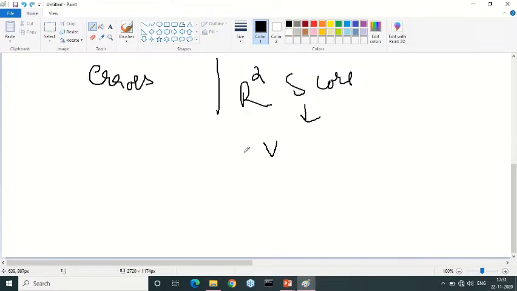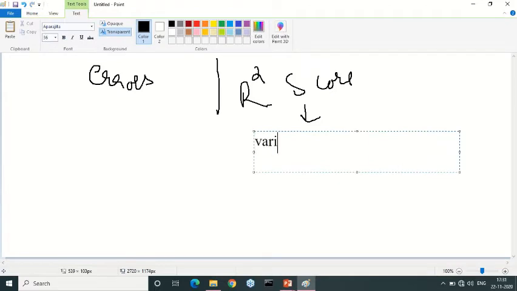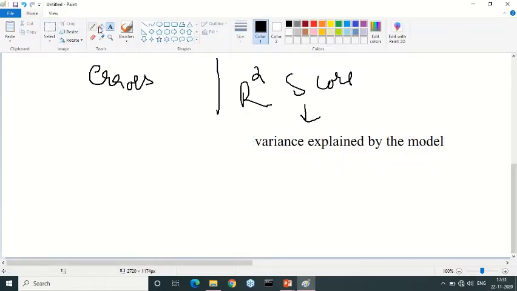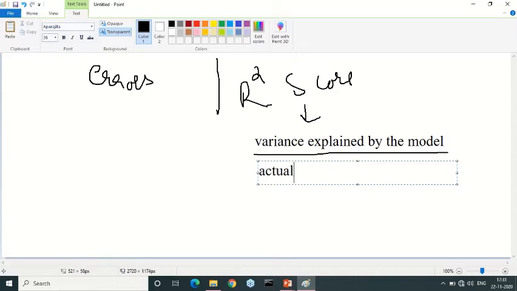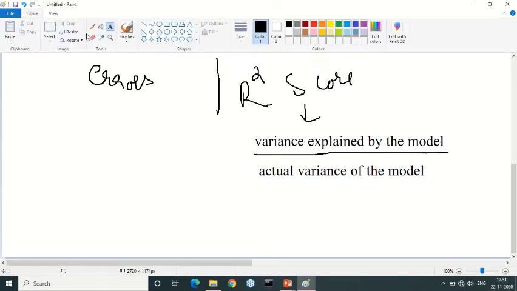Okay, let me use the variance explained by the model divided by the actual variance of the model, which gives you the R2 score, which tells you how well your model is doing. The R2 score is also known as goodness of fit: how well your model is fitting the data.